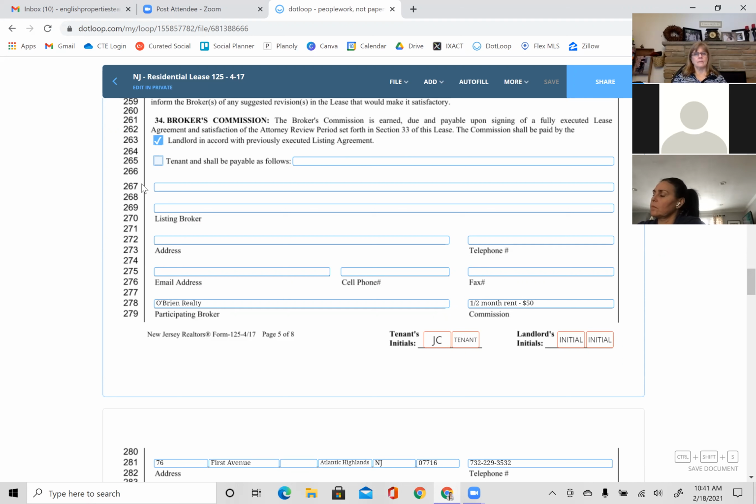If it is two different brokerages, say it's Keller Williams and O'Brien Realty, then one check will be written out to Keller Williams East Monmouth for half the month's rent, and the other check will be written out to O'Brien Realty for half the month's rent. Same thing, they have to be certified checks. Make sure you have them either take pictures of them, or if they give them to you, you take pictures of them before you send the check off to the other agent, right? So if you're doing it with Keller Williams, you're going to mail that check to the office. Make sure you're taking photos of them before you do that, so that way you can upload them into your loop.